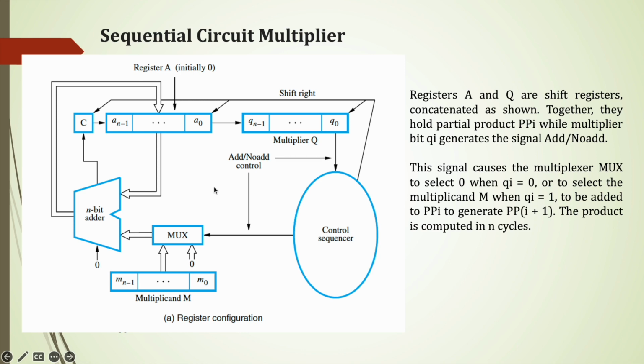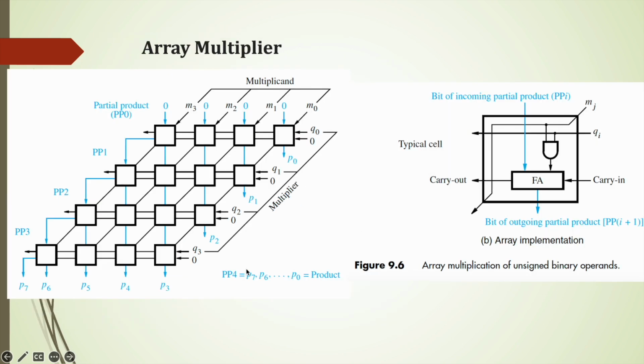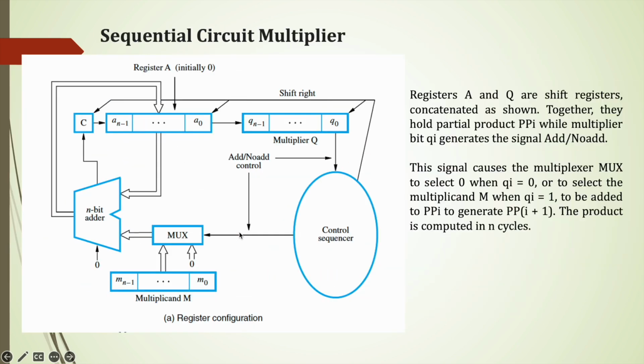This circuit diagram contains 3 types of register: register A and register Q for the multiplier, and register M for the multiplicand, and a carry bit, and also a full adder, the n-bit adder. The n-bit adder is nothing but n number of full adders. And we have one more control sequencer here. The logic behind this multiplication is the same, but they just used a single adder.